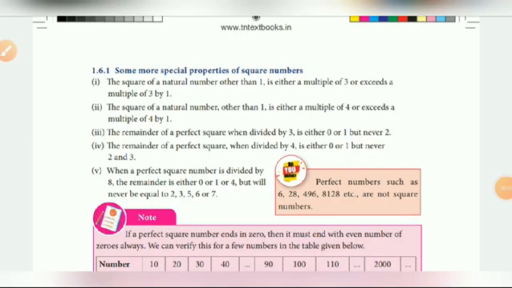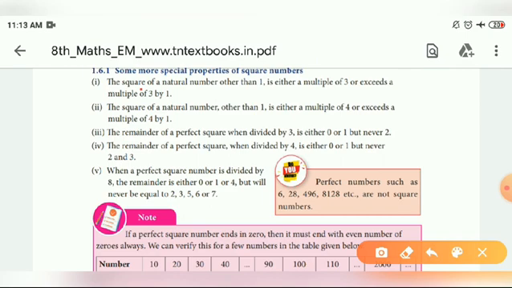The next topic is some more special properties of square numbers. Already we discussed some important properties of square numbers. Now these are some special properties about square numbers. First one: the square of a natural number other than 1 is either a multiple of 3 or exceeds a multiple of 3 by 1. I will explain, just listen.